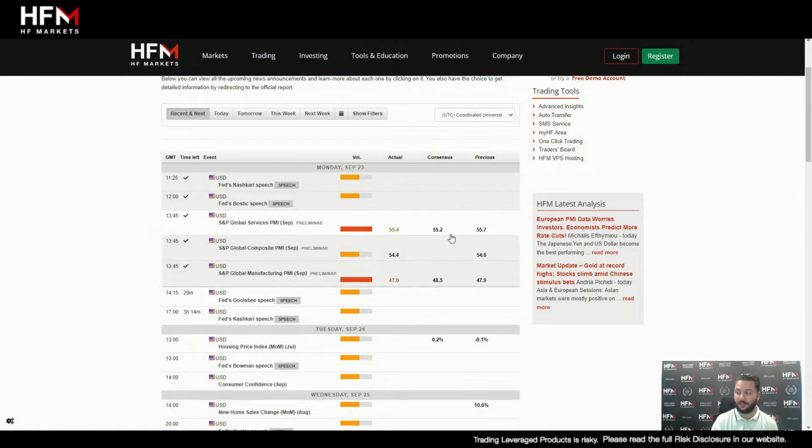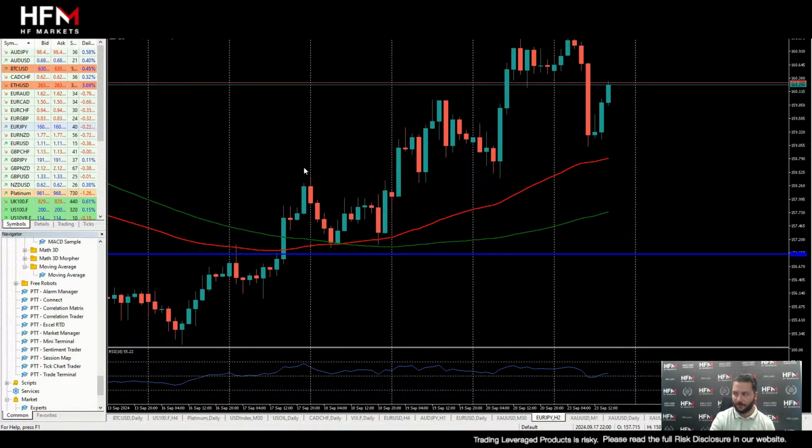Also, the only positive thing, ladies and gentlemen, is that the services PMI still declined. You can see it was at 55.7, dropped to 55.4. It's slightly higher than expectations, but to be honest, that's only slightly higher. And if I look at my report here, I can see that some economists did state that it will come in at 55.4. So to be honest, that's almost in line with expectations.